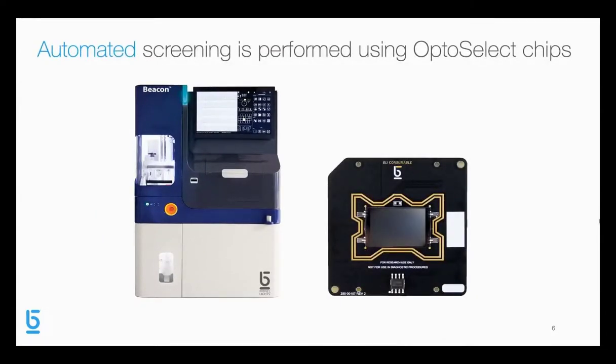The Beacon system fully automates cell sample handling, screening, cDNA synthesis, and sequence recovery. A 96-well plate containing a purified B cell sample is inserted into the Beacon. The Beacon system then automatically loads the cell sample into OptoSelect chips.